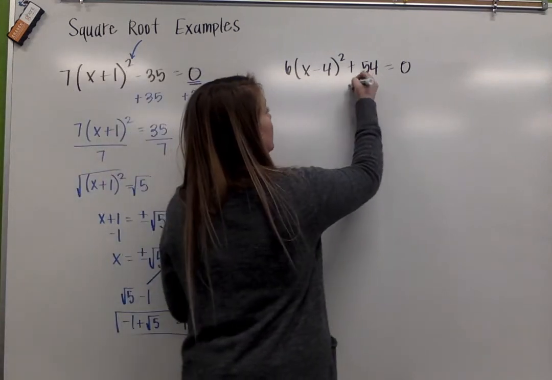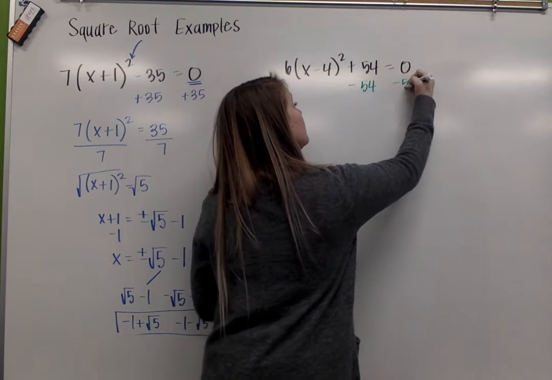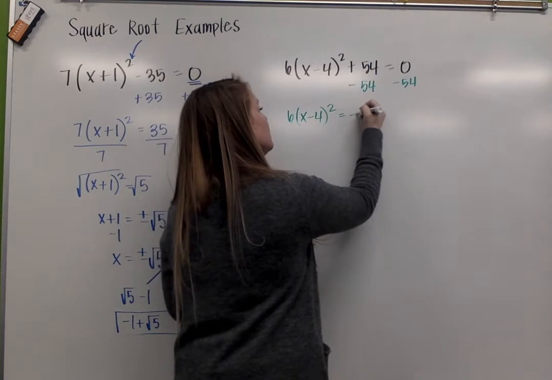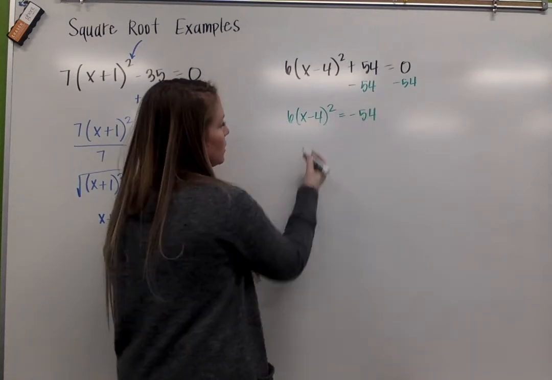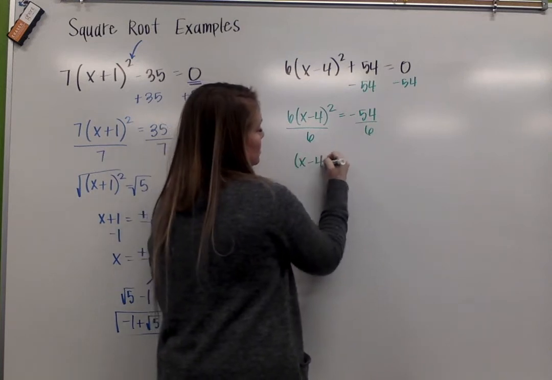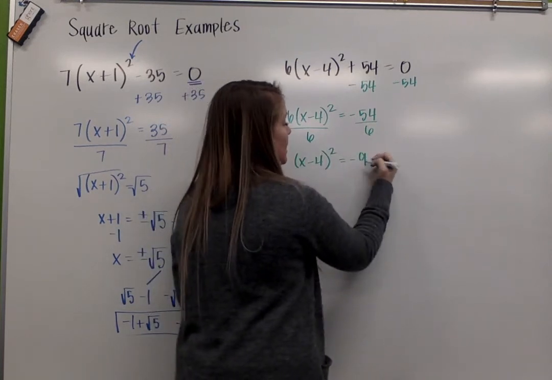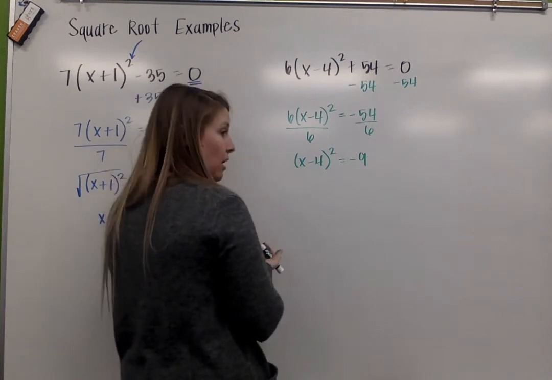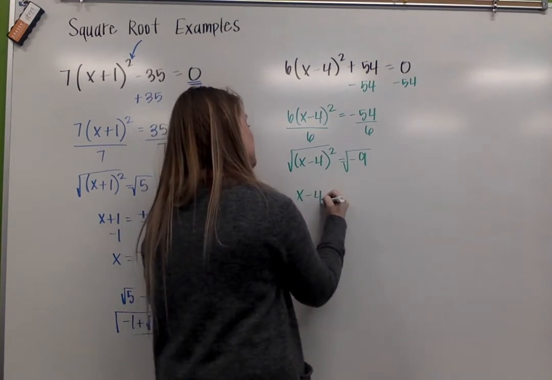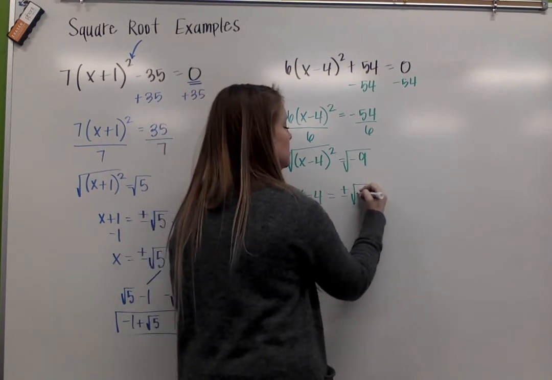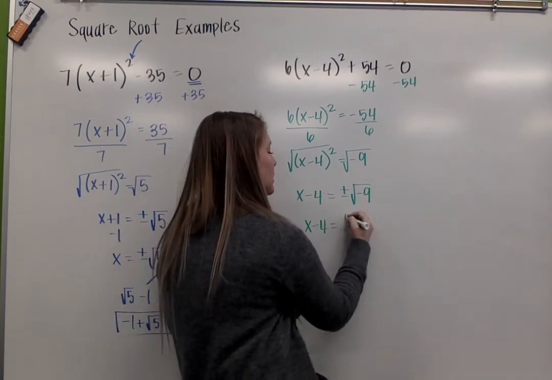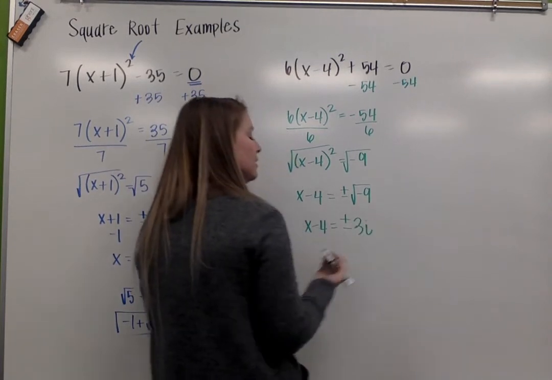All right, so here I'm going to subtract the 54. So I get 6 times (x minus 4) squared equals negative 54. Divide both sides by 6. So (x minus 4) squared equals negative 9. And now I'm ready to square root both sides. So x minus 4 equals plus or minus the square root of negative 9. So x minus 4 equals plus or minus 3i.